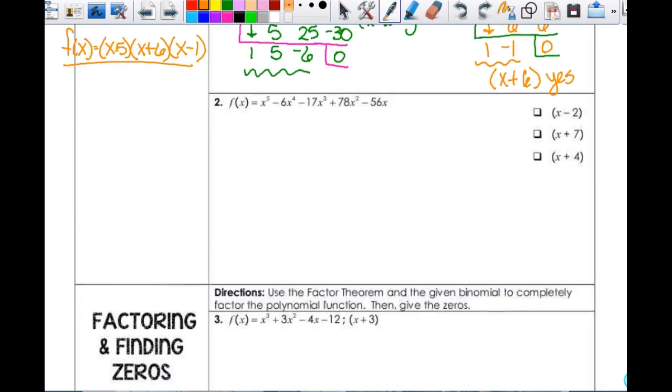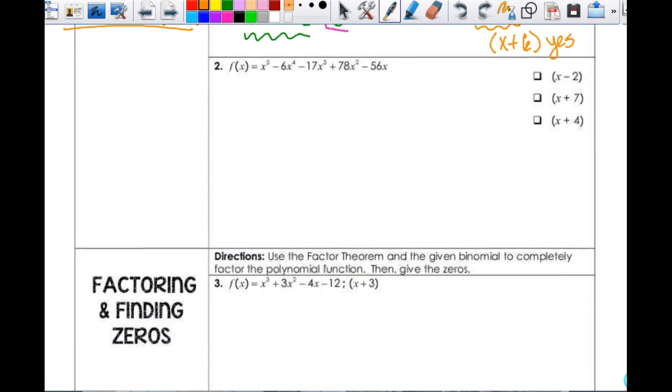So now I'm going to test these, right? So I'm going to start with that x minus 2. So let me write these down in here. I've got 1, negative 6, negative 17, 78, negative 56. Where does the 0 go? At the end, yes, good. Negative 56 and 0. All right. And then outside, we'll start with that 2.